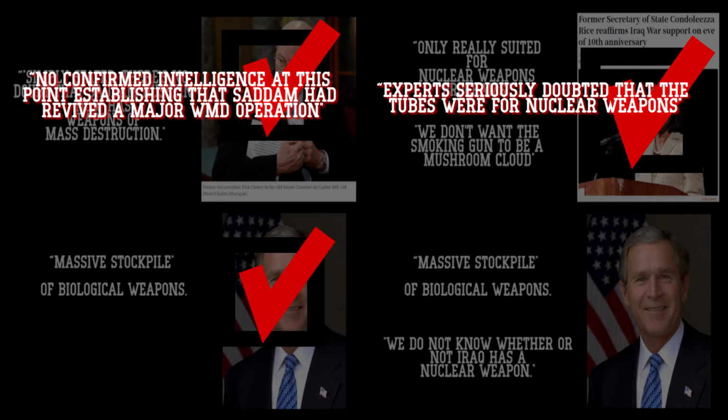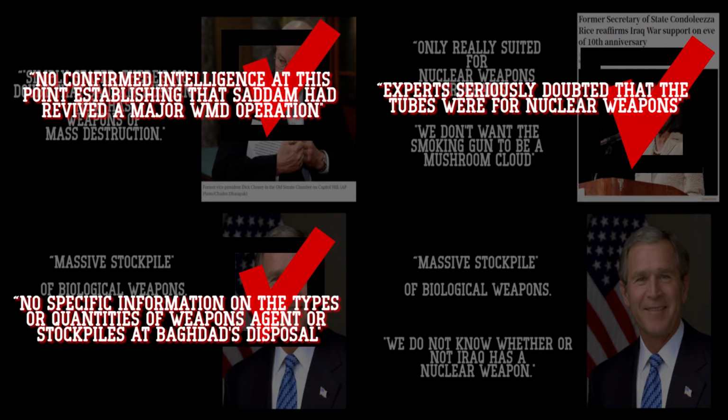For this claim, later on, this claim was proven to be erroneous and false. CIA had informed policymakers it had no specific information on the types or quantities of weapons agents or stockpiles at Baghdad's disposal. The massive stockpile was just literally made up.